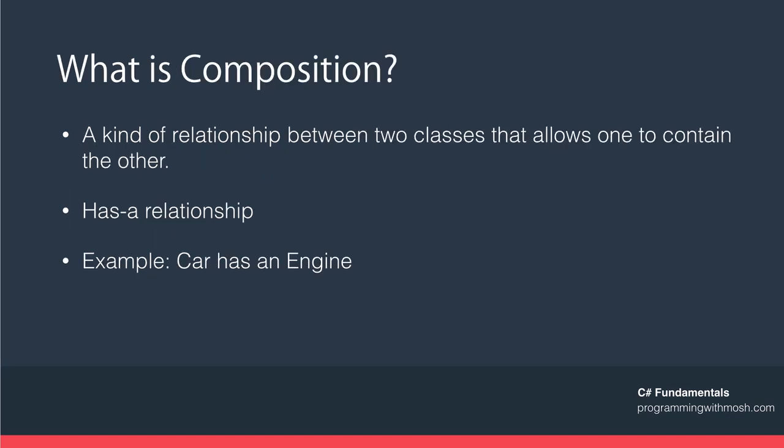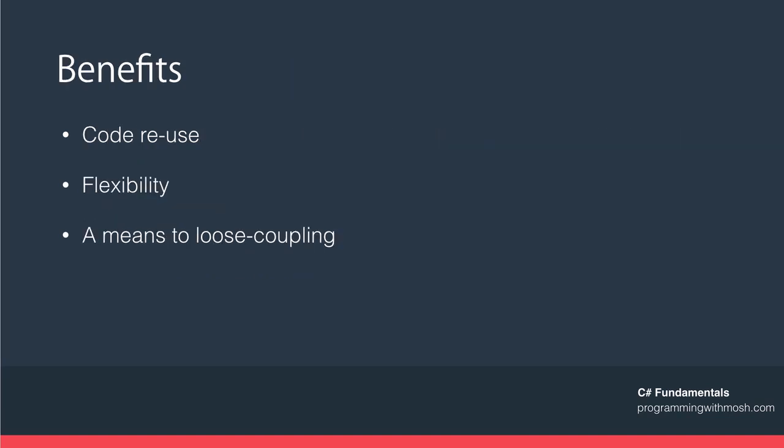So composition, just like inheritance, is another kind of relationship between two classes that allows one to contain the other. We refer to composition as has a relationship. For example, we can say car has an engine. Just like inheritance, with composition, we get code reuse. But composition is more flexible, and it's a means to designing loosely coupled applications, as we will learn later in this section.